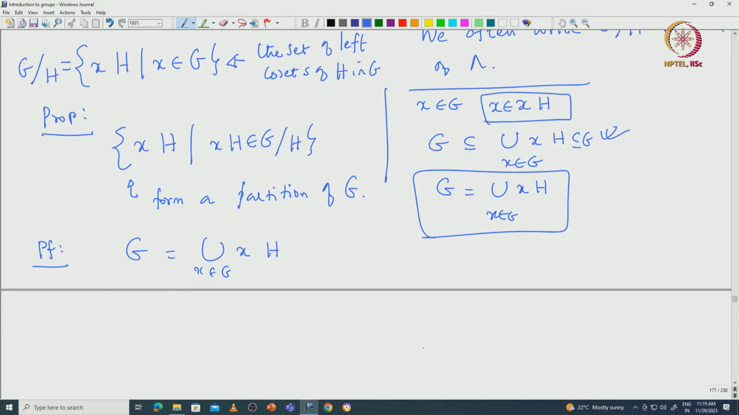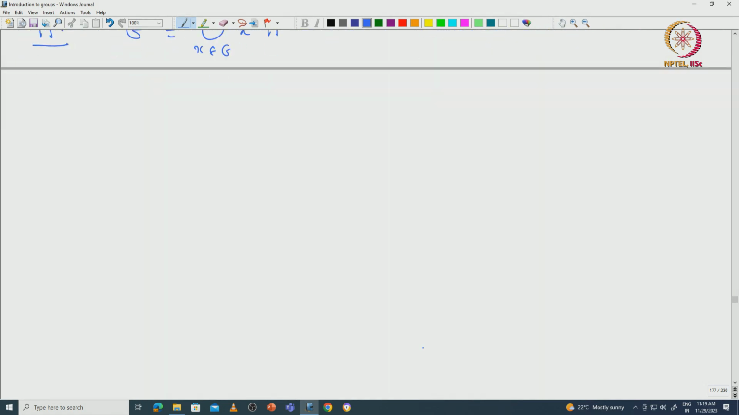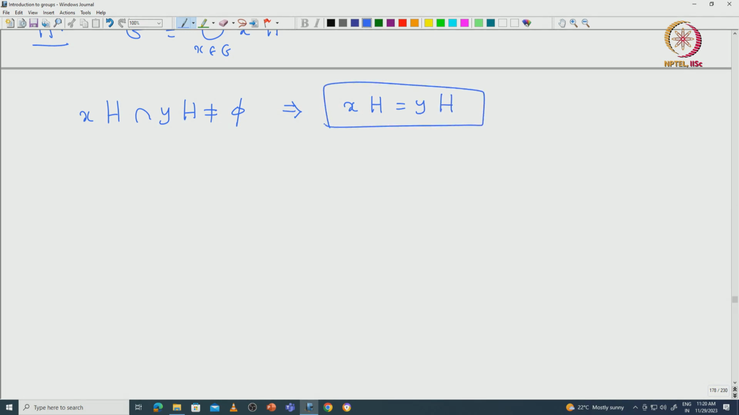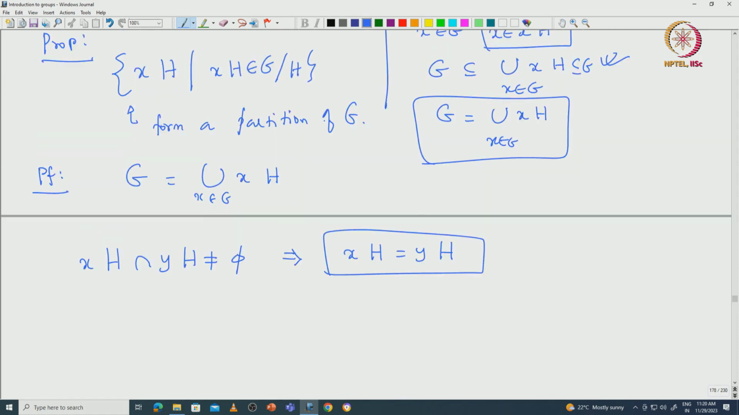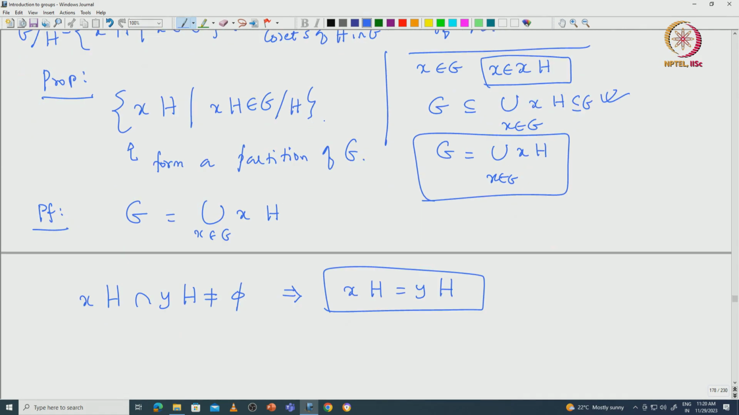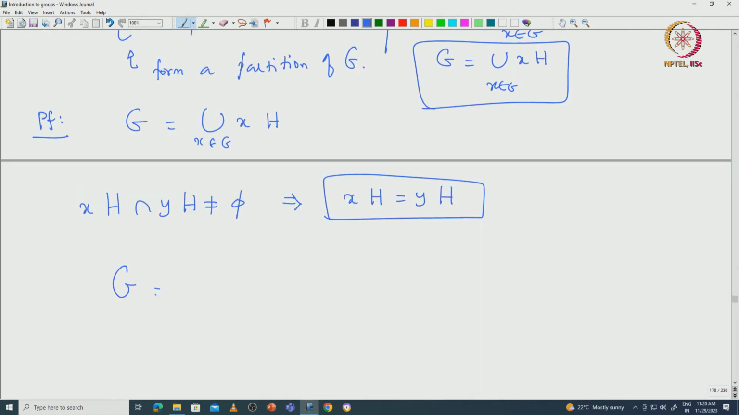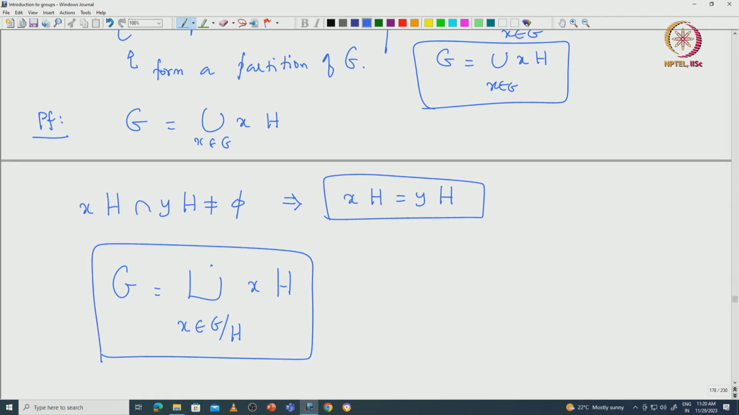Okay, this is clear, and we have already seen that if I give you two cosets, for example XH and YH, and they intersect non-trivially, then that immediately implies that the cosets must be the same. So, given two cosets, either they are equal or they are disjoint. That tells us it satisfies the definition of a partition, and so G can be written as the union of all these distinct cosets, where the distinct cosets come from G modulo H. So, this is indeed a very nice partition of G in terms of cosets.